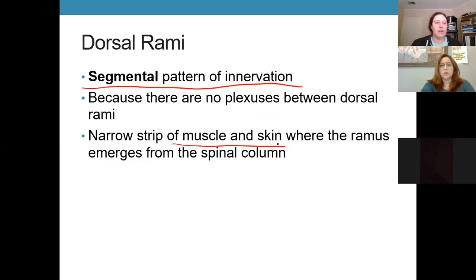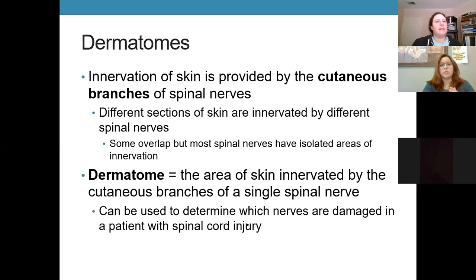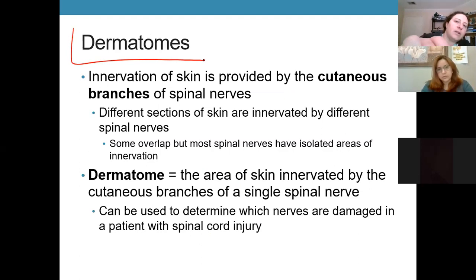So basically, I have a picture later, but really it looks like this, okay? And so the fact that it innervates skin, so it's carrying sensory information from the skin, means that we have these strips of skin that are being supplied by a single nerve. And so we call these sections dermatomes.